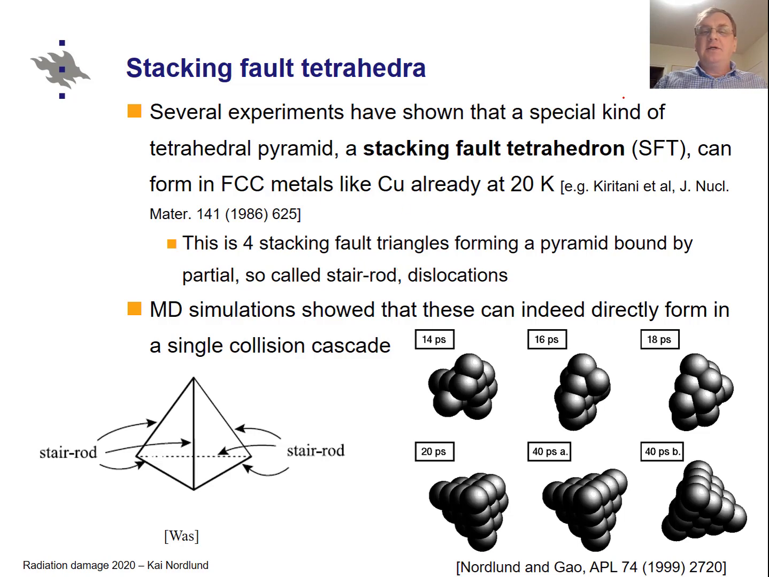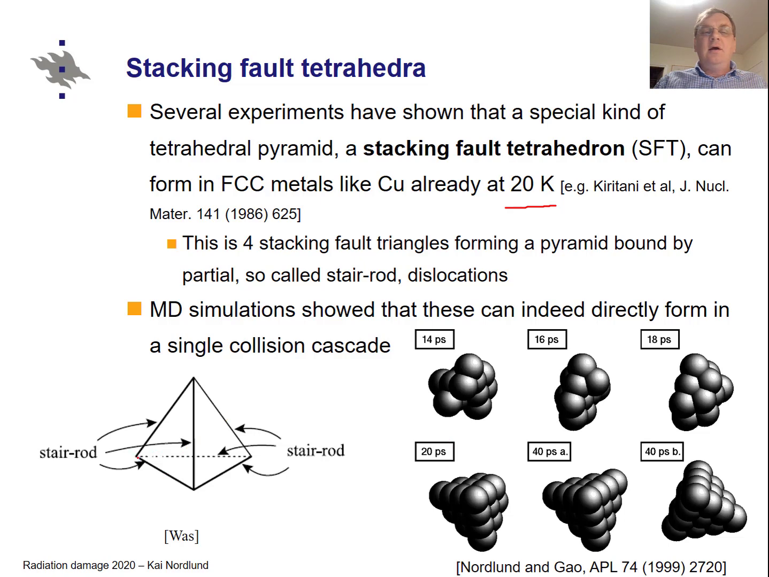And one specific example of how this can happen is the formation of stacking fault tetrahedra. A stacking fault tetrahedron is a special tetrahedron of stair-rod dislocations in FCC metals, which have been seen experimentally many times in irradiation of FCC metals, sometimes already at 20 kelvin when there isn't any significant defect migration expected. And so this is the basic structure, and it's a vacancy-like defect.